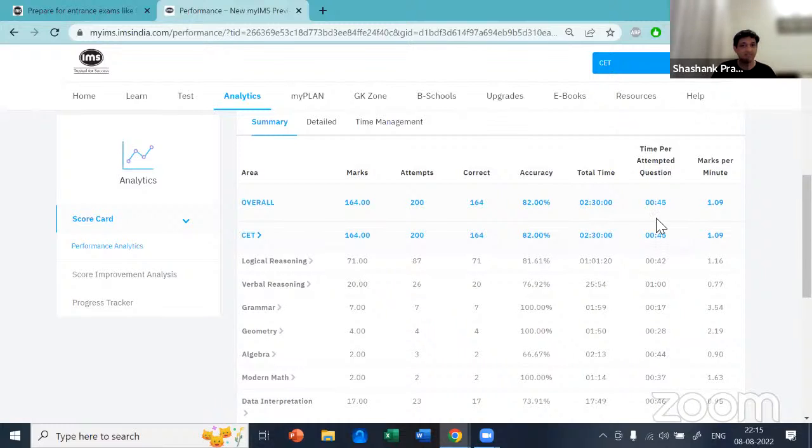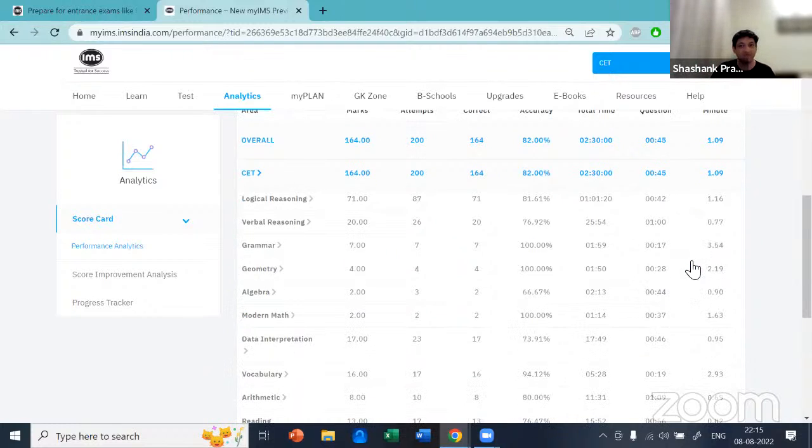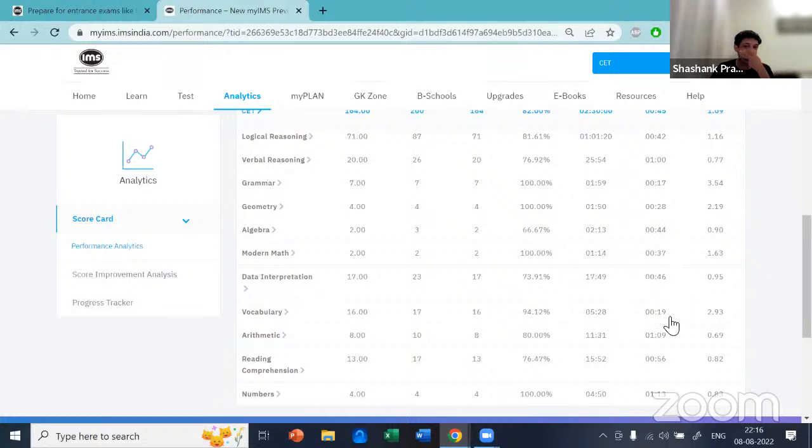So time taken per attempted question, attempted everything obviously, but 45 seconds is basically the amount of time that I took per question. Obviously, CET may 45 is what you have to do, but the fun thing is how much of a deviation from 45 you have. So LR was almost perfect. 42 is more or less consistent with 45 seconds. Verbal reasoning, I took some time. Again, grammar was extremely quick. Geometry, algebra. If you're good at a particular section, you will be able to solve these questions in a much quicker manner. So that is the basic idea. But if you look at it, it's more or less consistent with the 45 seconds.